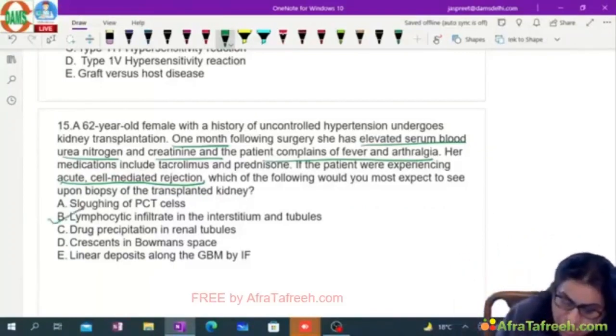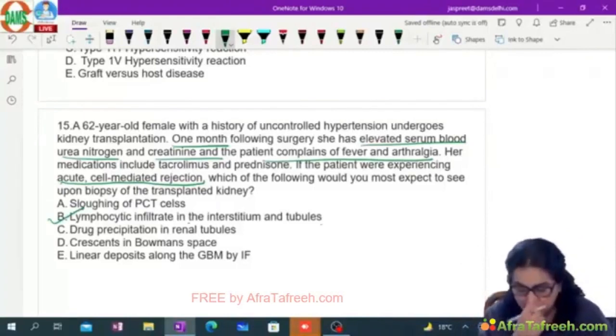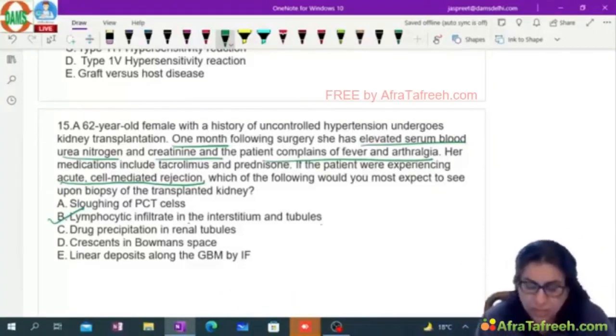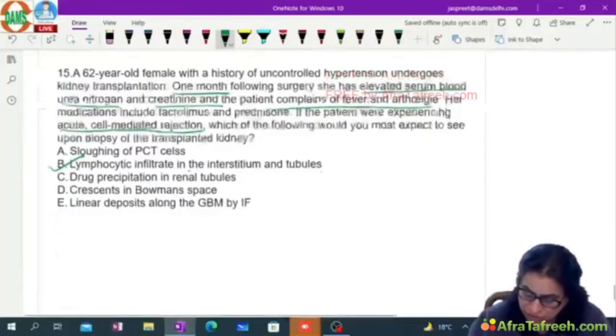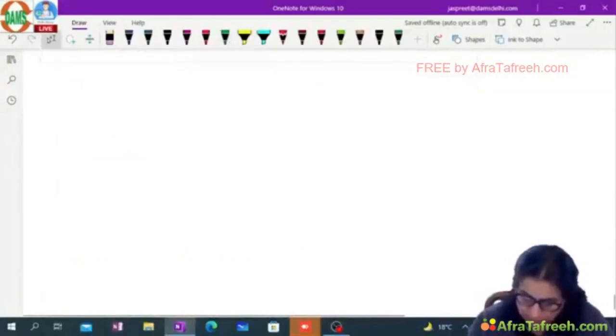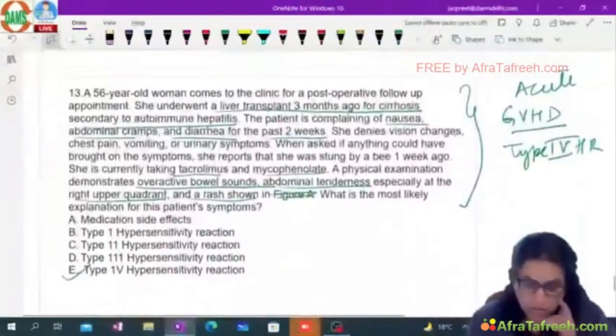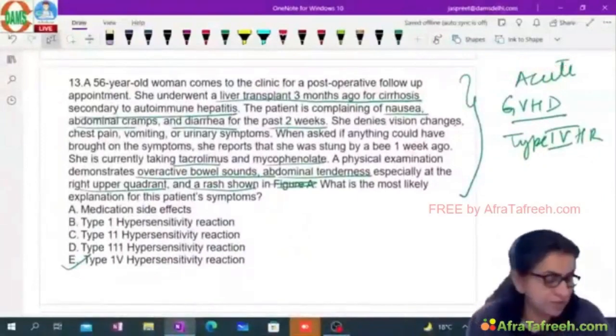So the answer is B, lymphocytic infiltrate in the interstitium and the tubules. Okay, so the answer is B. Yes, very good, Adesh, Asha. The answer is B, lymphocytic infiltrate in the interstitium and the tubules. Okay, so this we can leave. So these are the questions on the transplant. Now I have finished this.